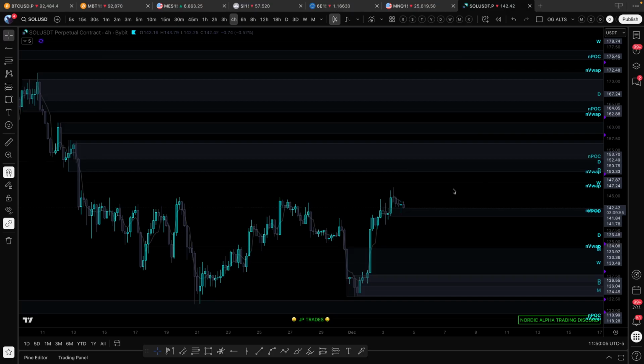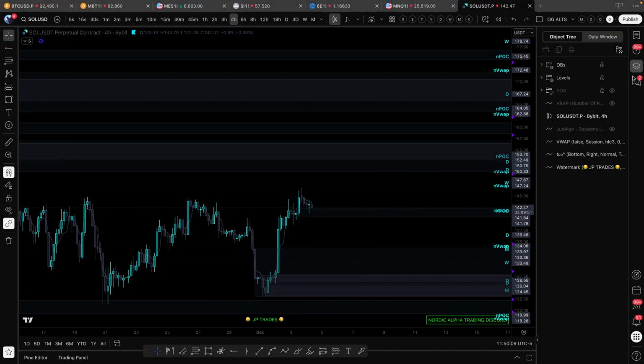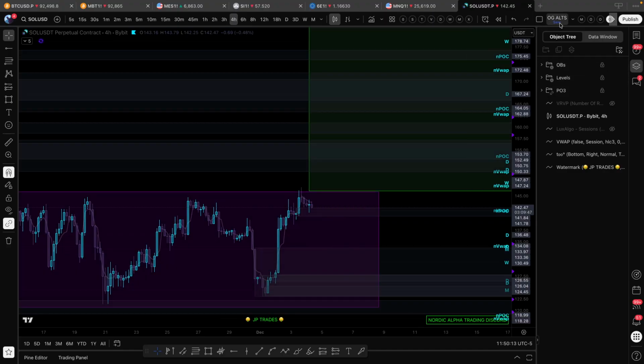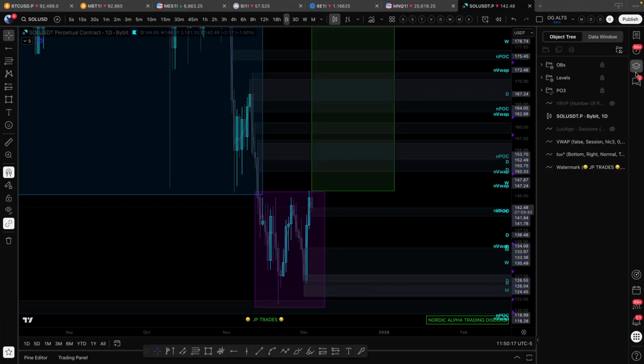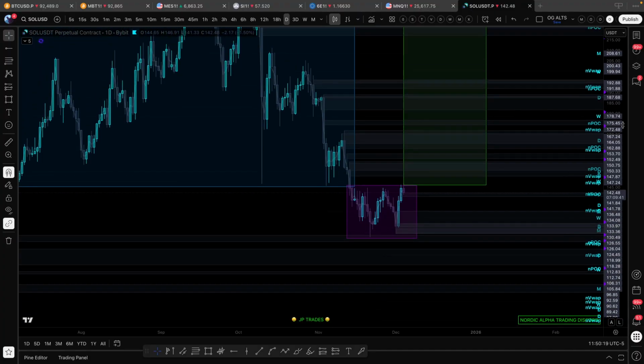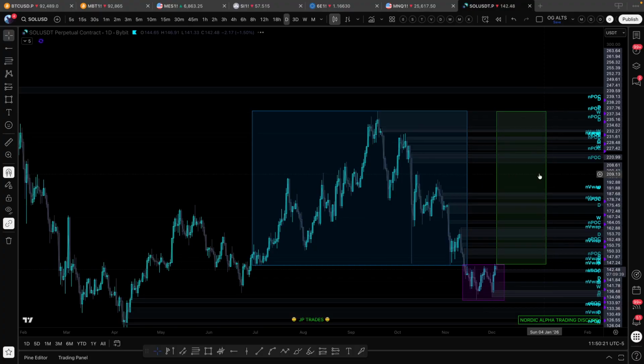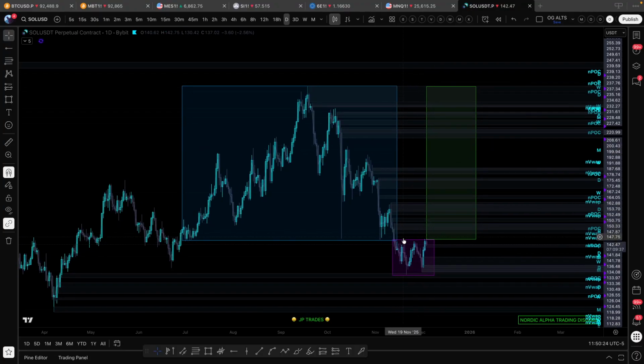The first altcoin I'm going to go over is Solana. Let's take a look at the higher time frames really quick because I do want to go over this potential power of 3 play. So here I have this mapped out and it's still waiting to break above this manipulation zone. We have not broken above that yet.